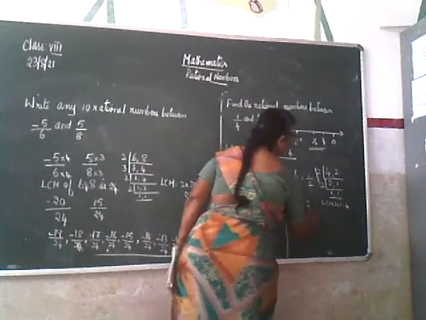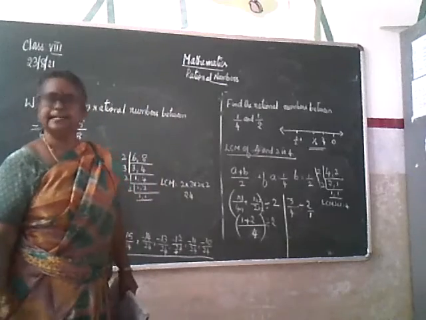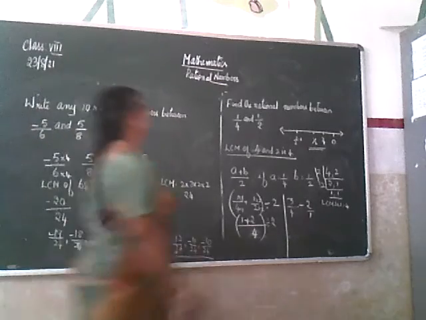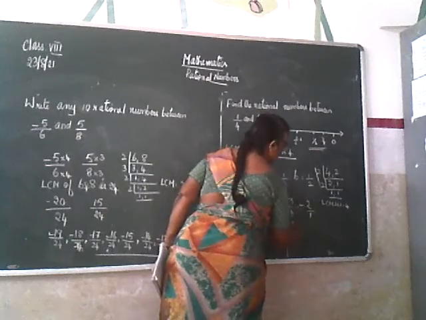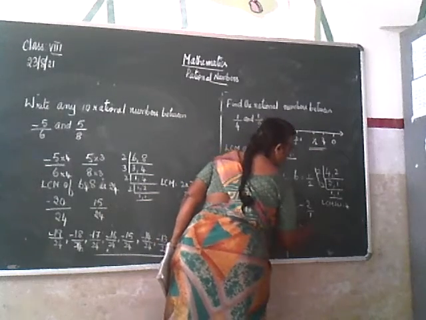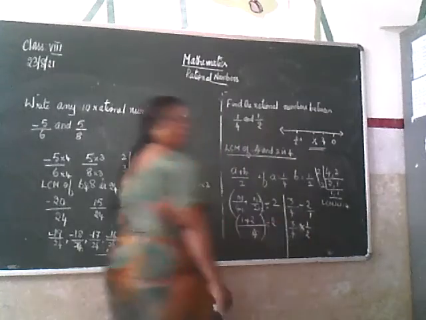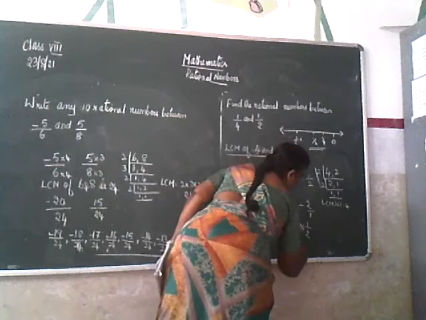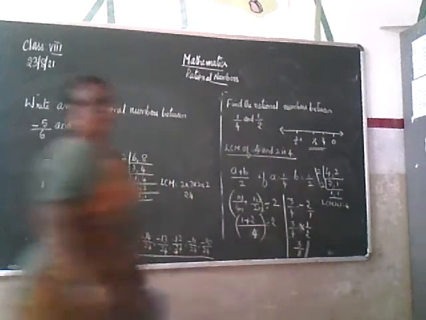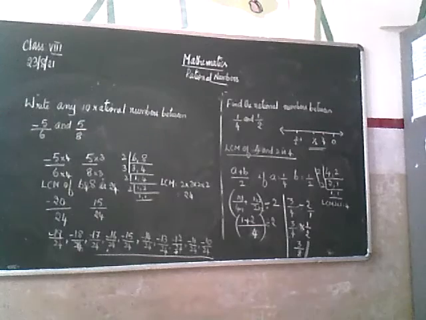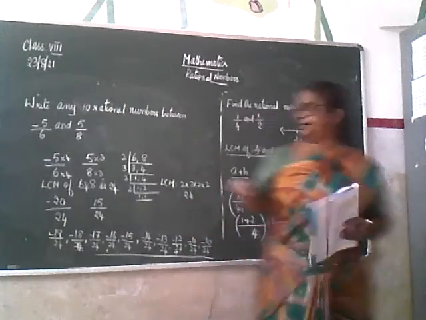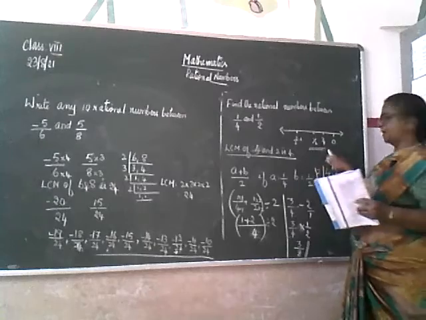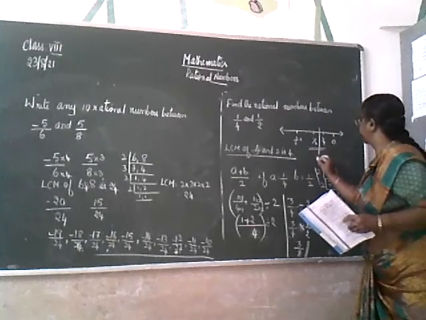Division becomes multiplication if you write the reciprocal of the second rational number. So what is the reciprocal of 2 by 1? It is 1 by 2, so that it will become multiplication. So 3 1s are 3, 4 2s are 8, so 3 by 8. So what is the rational number that exists between half and 1 by 4? It is 3 by 8.